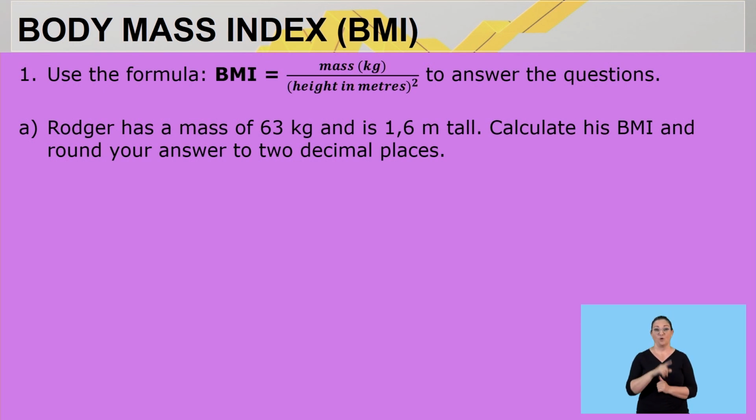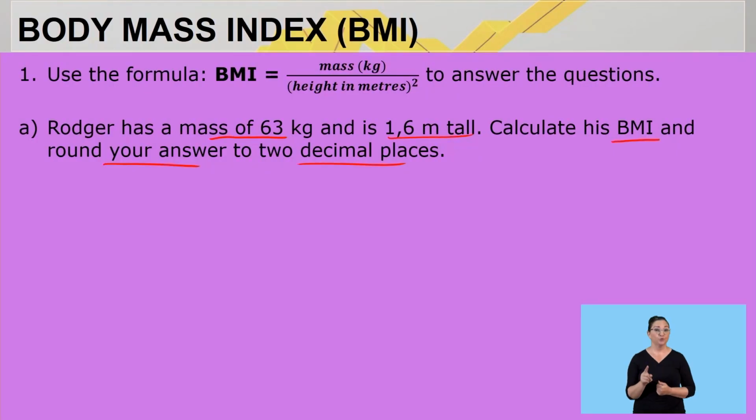Now question number 1A says that Roger has a mass of 63 kilograms and he is 1.6 meters tall. Calculate his BMI and round your answer to 2 decimal places. The people that joined us previously will know, we start with the formula first. Second step is we substitute. Step number 3, we simplify. Step number 4, we write our final answer in its simplest form and according to the context. In this case, it must be rounded to 2 decimal places and with the correct unit.